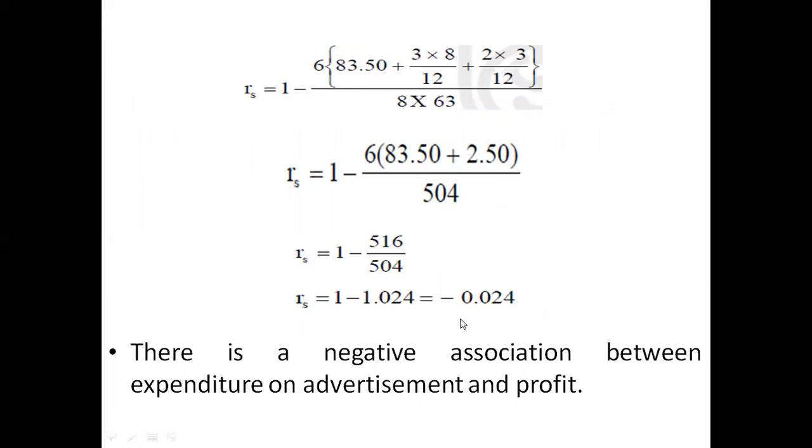If we solve this equation we get the value of Spearman rank correlation, which is negative. The value of the Spearman rank correlation coefficient here is 0.024. So this is the answer of this particular question. Here we can interpret it in this manner that there is a negative association between expenditure on advertisement and profit. So this is the interpretation you can give at the end of the question whenever it comes in your examination. So I hope the concept of correlation, Spearman rank correlation coefficient, is pretty much clear.